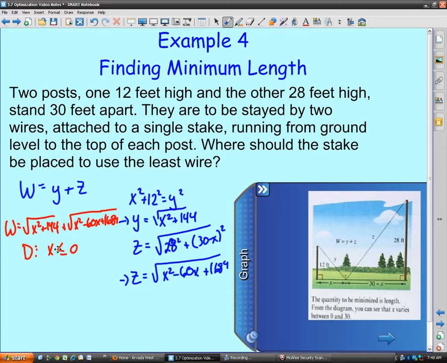0 is less than or equal to x, which is less than or equal to 30. So we know that we have to fall within that range. And so now we have to differentiate this function. And unfortunately, well, good news is it's just two chain rules, but it's not any product rules or quotient rules or anything like that.